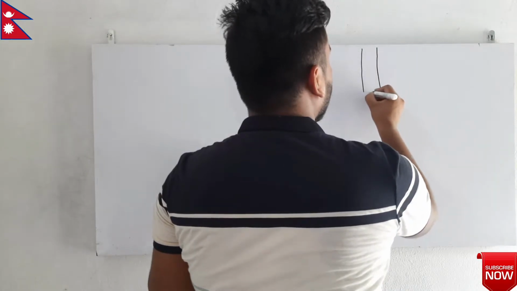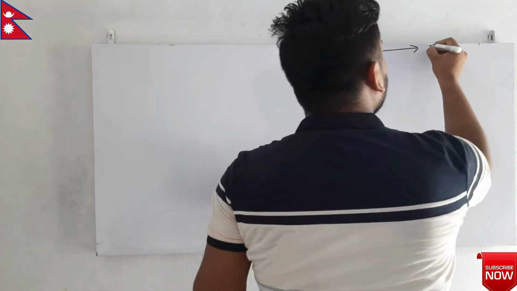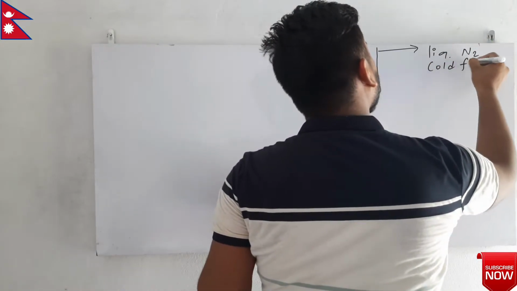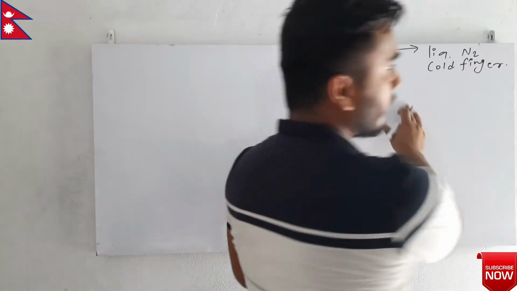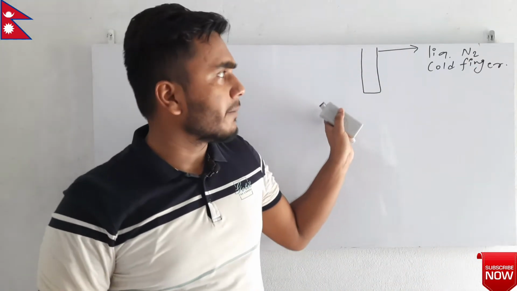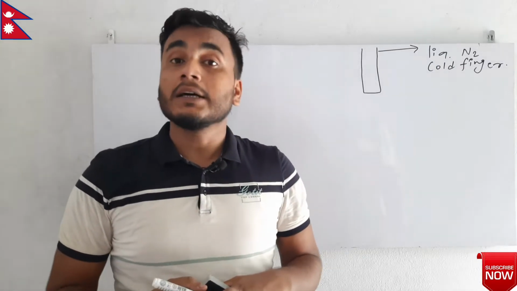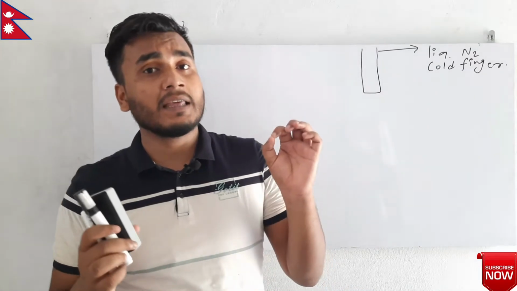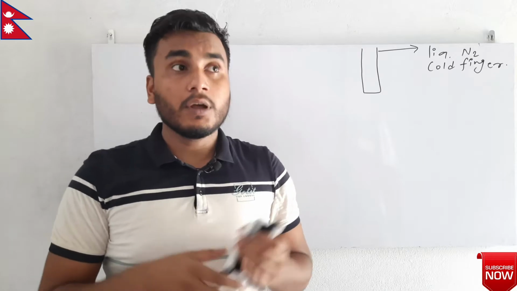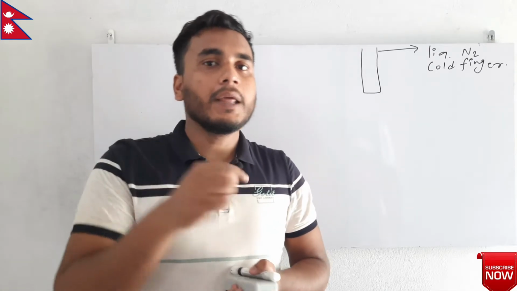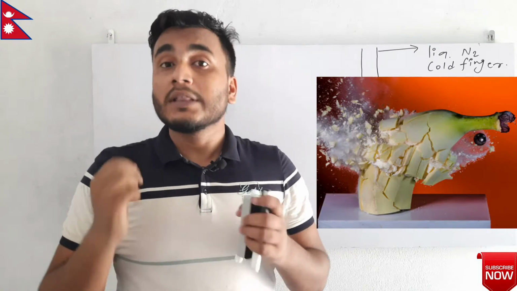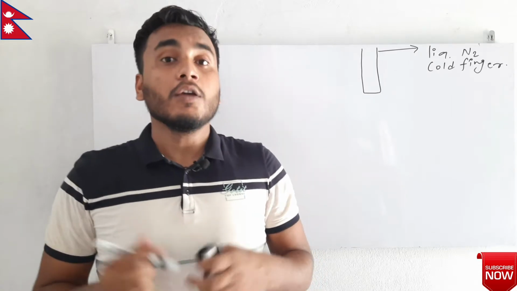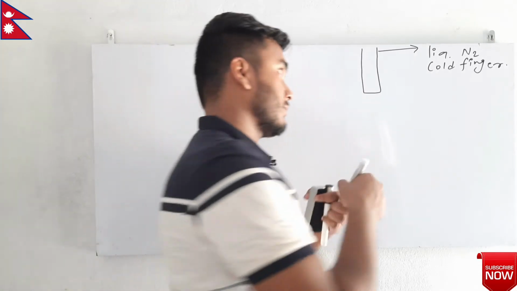There is a structure like this. This is called liquid nitrogen cold finger, because this looks like a finger. Okay, and in it liquid nitrogen is placed. The temperature of liquid nitrogen is minus 136 degrees Celsius. Then you can imagine how cold it must be. We can take an example: if we dip a banana inside liquid nitrogen, then that banana becomes even harder than stone. Okay, so liquid nitrogen is that much cold.